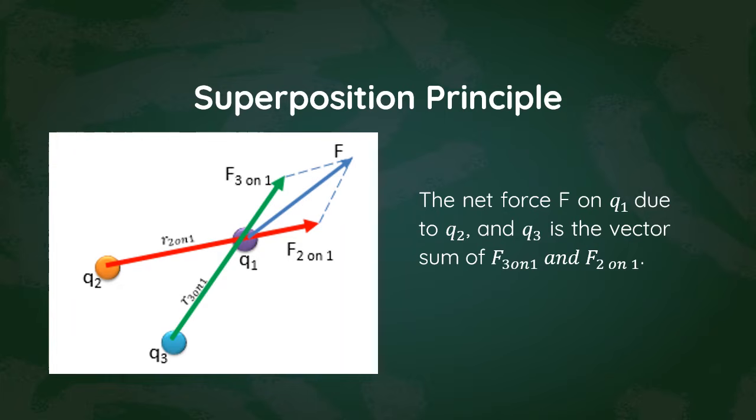So again, going back to the description of the superposition principle, charge Q2 will exert an electric force on Q1 as if Q3 is not there. And Q3 will also exert its force on Q1 as if Q2 is not there. And because of that, Q1 will experience both of the forces exerted by Q2 and Q3.